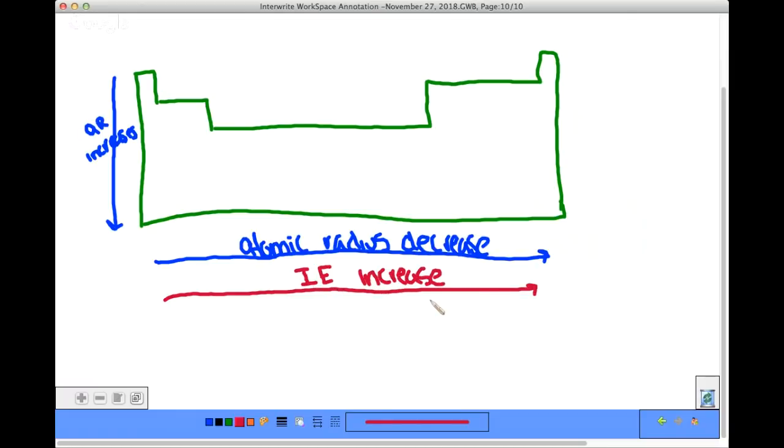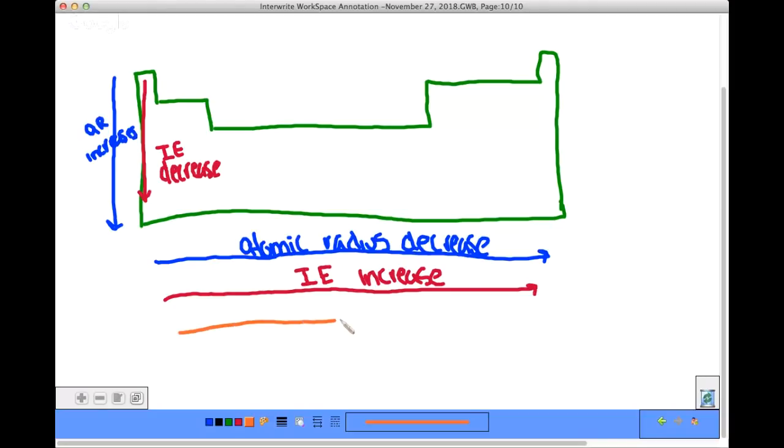So again, ionization energy increases because electrons are closer to the nucleus, and the Coulombic force is stronger. And so those electrons are going to be harder to remove. As we go down a group, however, ionization energy is going to decrease. And that's because as you go down a group, those electrons get farther away. As they get farther away, they're not held as tightly, the Coulombic attraction decreases, and so they're easier to remove. So again, as we go down, it decreases.